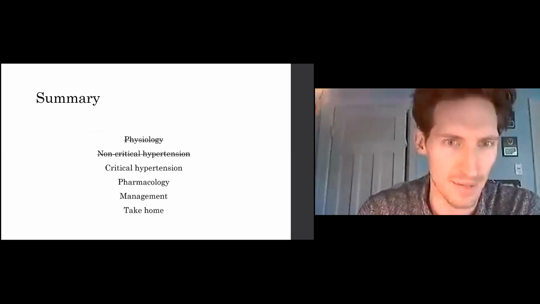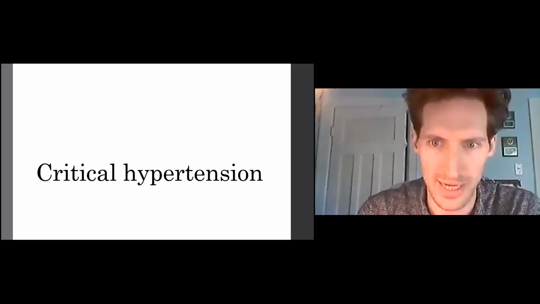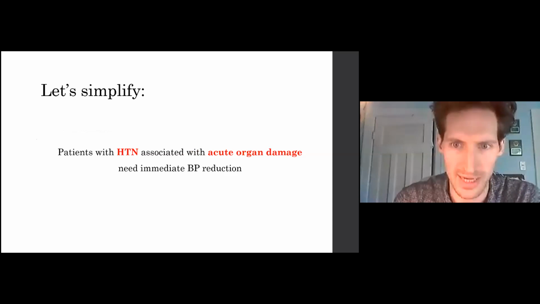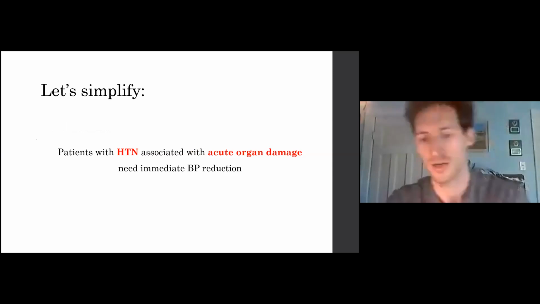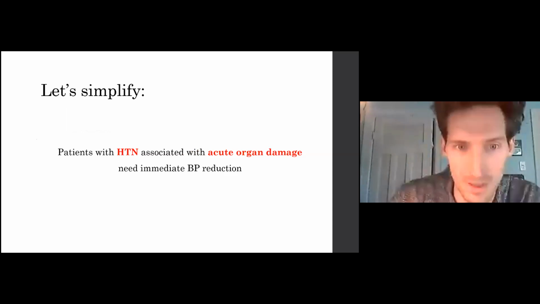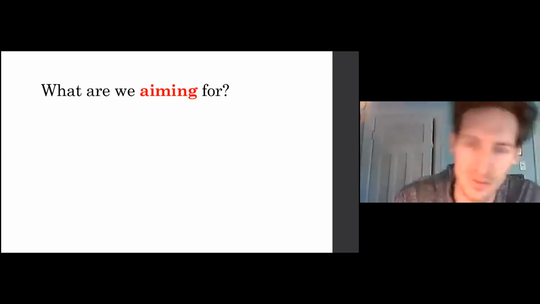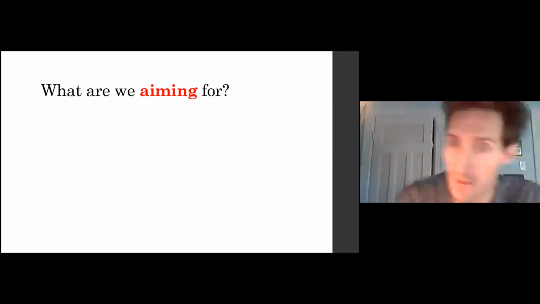Now, critical hypertension. To simplify, these are patients with acute organ damage and hypertension. They're patients that are actively being harmed by their elevated blood pressure and need an immediate blood pressure reduction. So what are we aiming for then? Do we reduce by 20 of systolic? Do we reduce by 15 of diastolic? Do we reduce by a percentage of MAP? So what do we do?